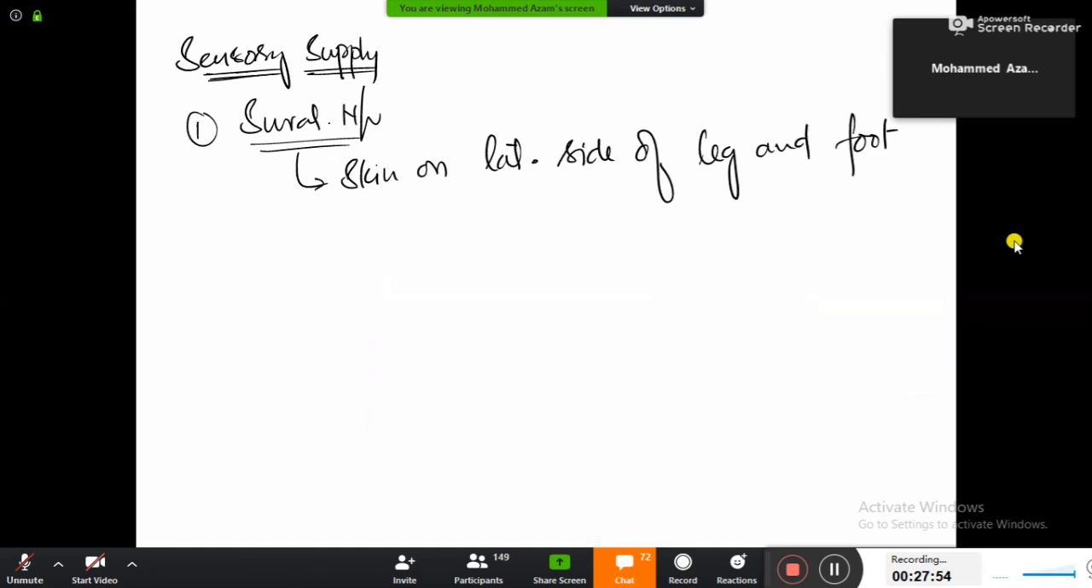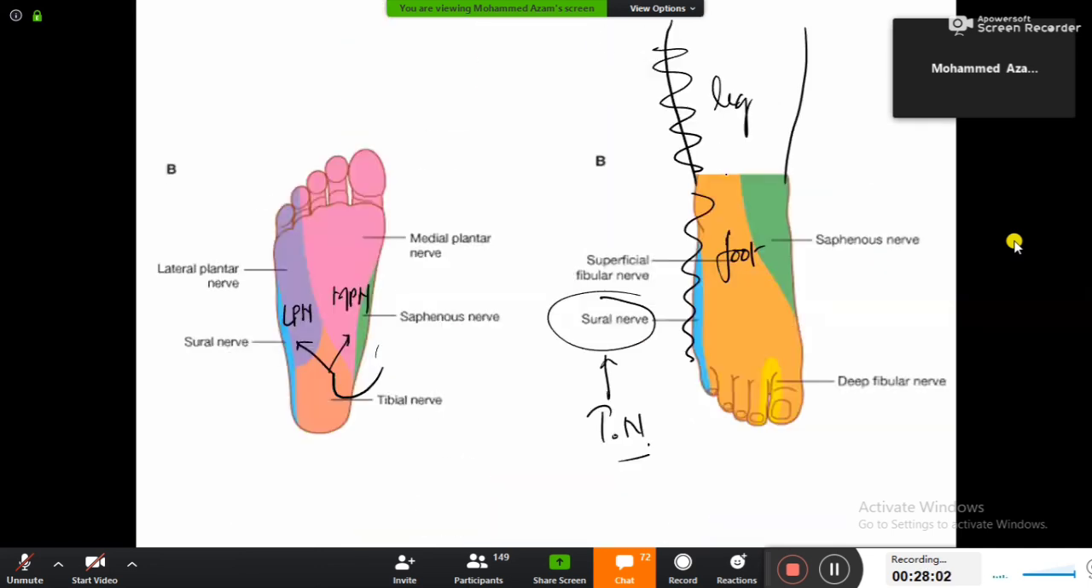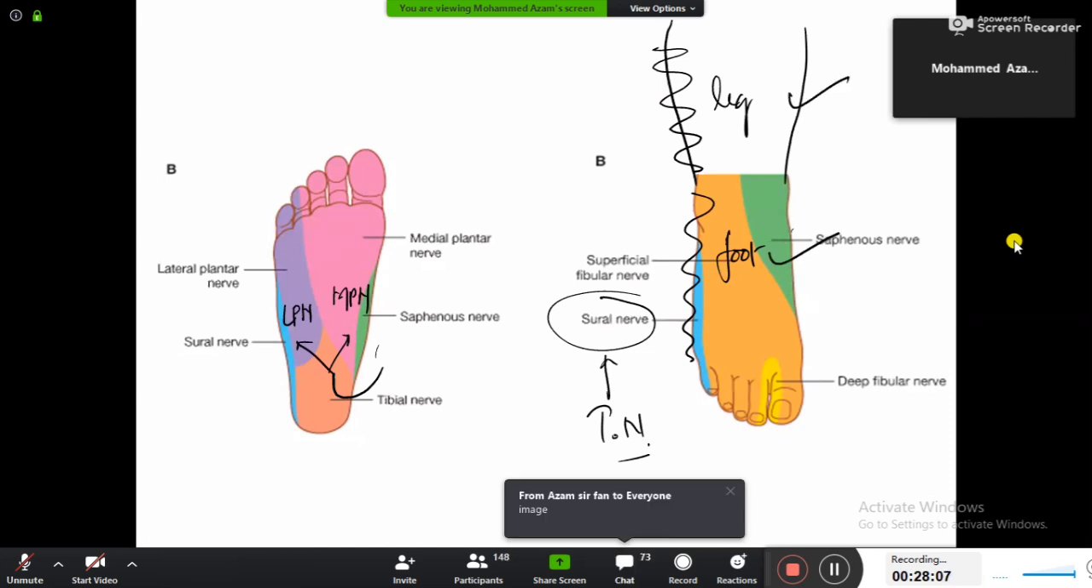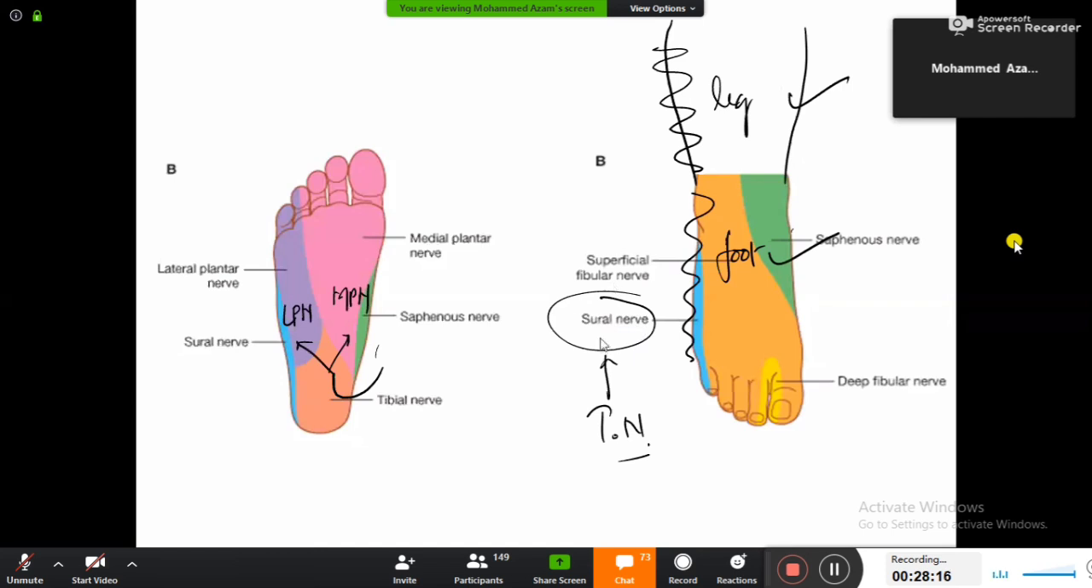Sural, and how to understand that? Look at this diagram. In this diagram, this is leg here and this one is the foot here. And the skin on the lateral side of the leg and the lateral side of the foot will be supplied by sural nerve. And sural nerve is a branch of which one, guys? Tibial. Okay, done.